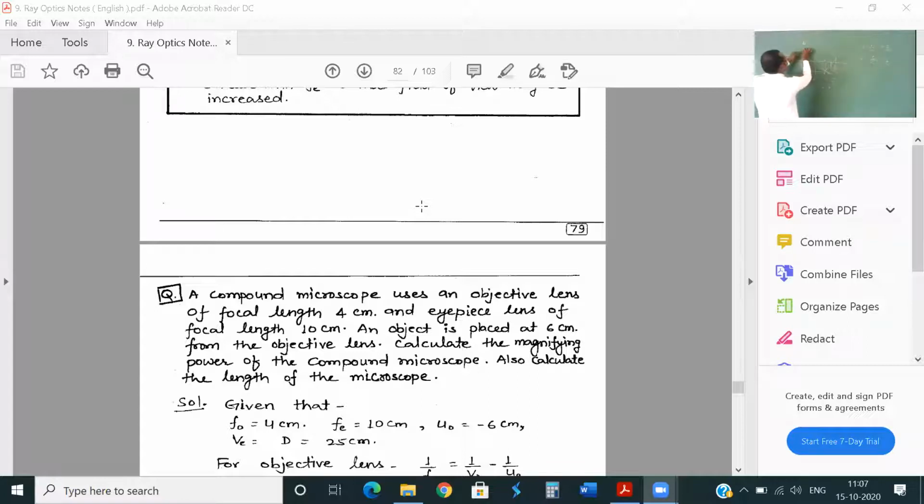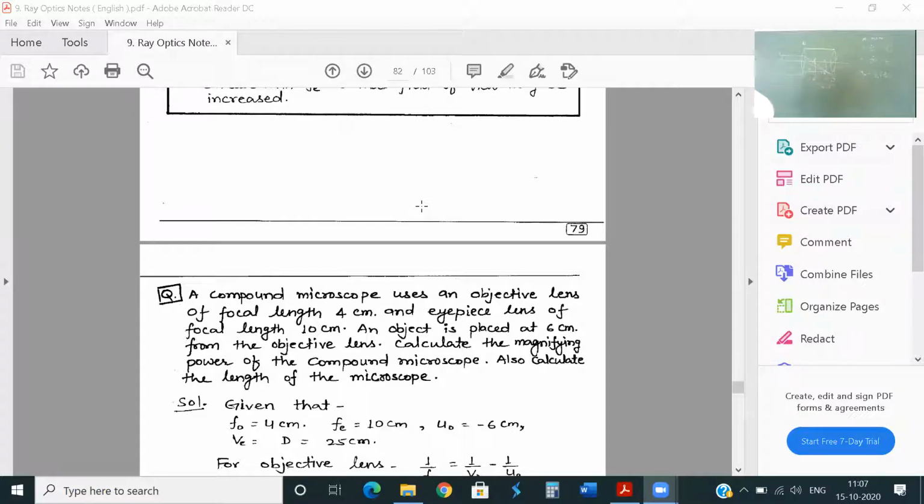Next, what is this length? Length is nothing but the length of this compound microscope, from here to here, the total length of the compound microscope. It is V naught plus UE. V naught plus UE is called the total length of the compound microscope. And this is the formula when the image is formed at the least distance of distinct vision. When the image forms at infinity, the magnification formula will become minus V naught by U naught into D by FE. This value will be less. And one more formula is there, that is M naught into ME. These are formulas you must remember.